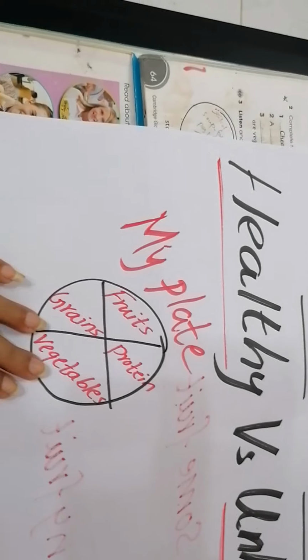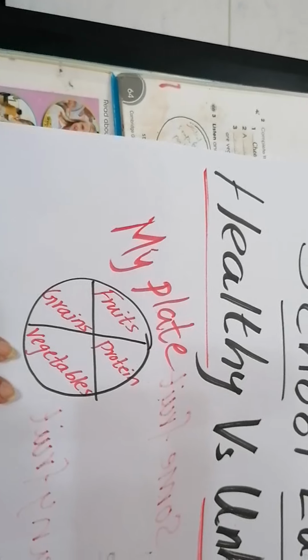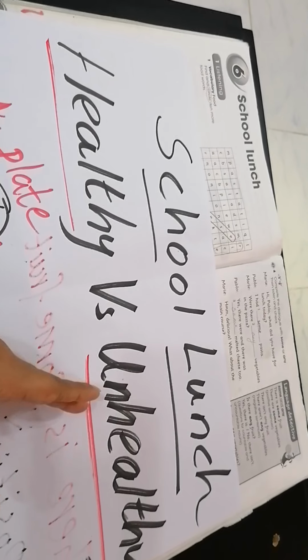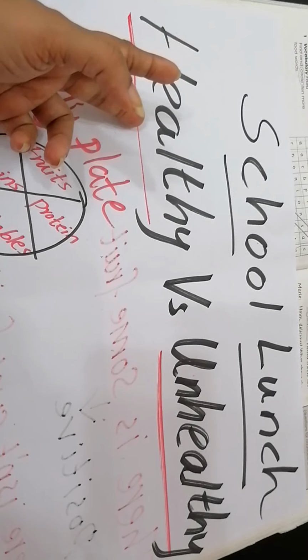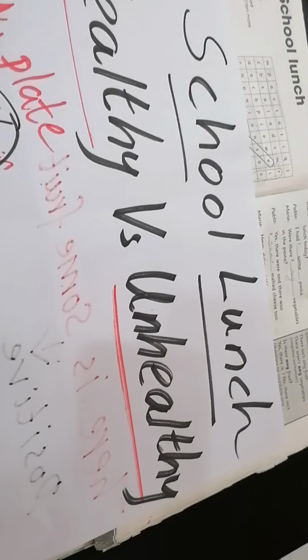One, you can make a plate heading my plate, and you can divide your plate into different sections, or you can make 2 columns like healthy versus unhealthy food, and you can write in your notebook healthy foods and unhealthy foods. And I will attach the worksheet also.